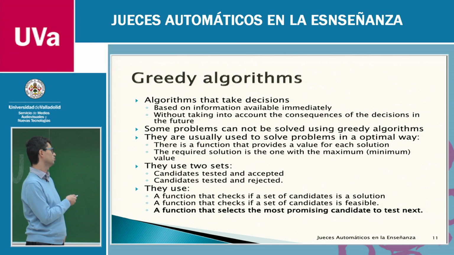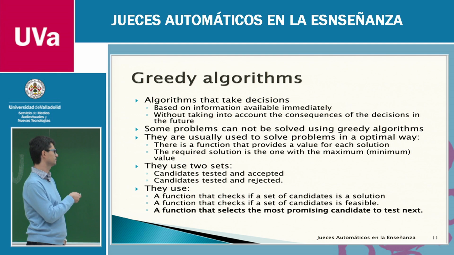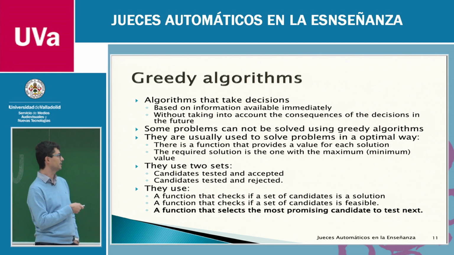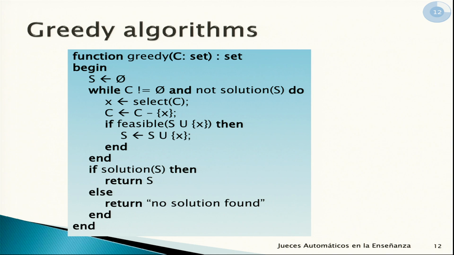They usually work with two sets. They try something and reject other candidates. They also have a function to know if a candidate solution is a solution, and if it's feasible, but the most important is the selection function that selects which is the next candidate to try. This is the main point of these algorithms. This is the code that these algorithms usually have, and as I said, this is the thing you should create.